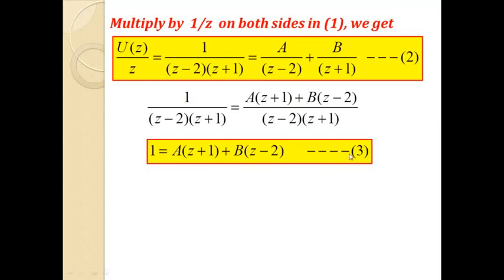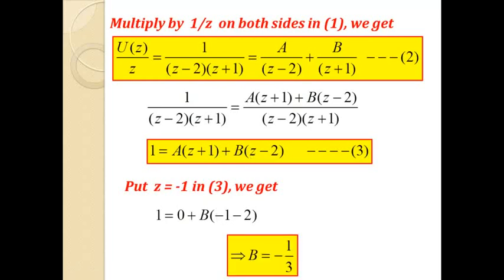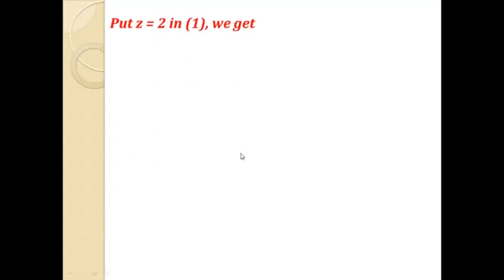So now using equation 3, I am going to find the constant values A and B. First I am going to substitute z equal to minus 1 in equation 3 to find the B value. After that we substitute z equal to 2, so we get A value. Okay. So first, put z equal to minus 1 in equation 3. We get 1 equal to, this term will be 0, so here we get B into minus 1 minus 2. So we get B equal to minus 1 by 3. Similarly, I am going to substitute z equal to 2 in equation 3. So we get 1 equal to A into 2 plus 1 plus 0. So therefore A equal to 1 by 3.